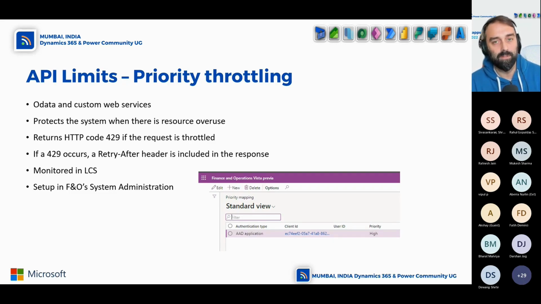So for example, one scenario would be that at the beginning of the month, there is a user that is uploading journals using the Excel add-in. And because the Excel add-in is using OData, that can be throttled. If you know the single user that's uploading those journals, you should just create a new entry in the priority mapping form for that user ID and set the priority to high.